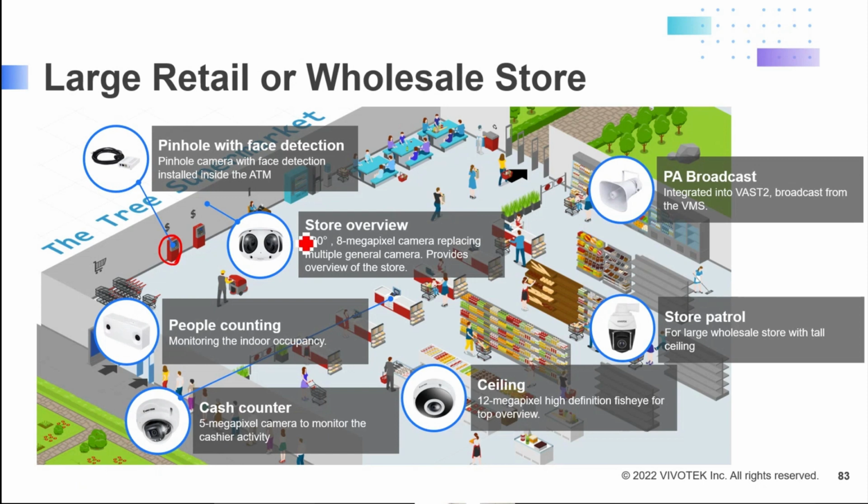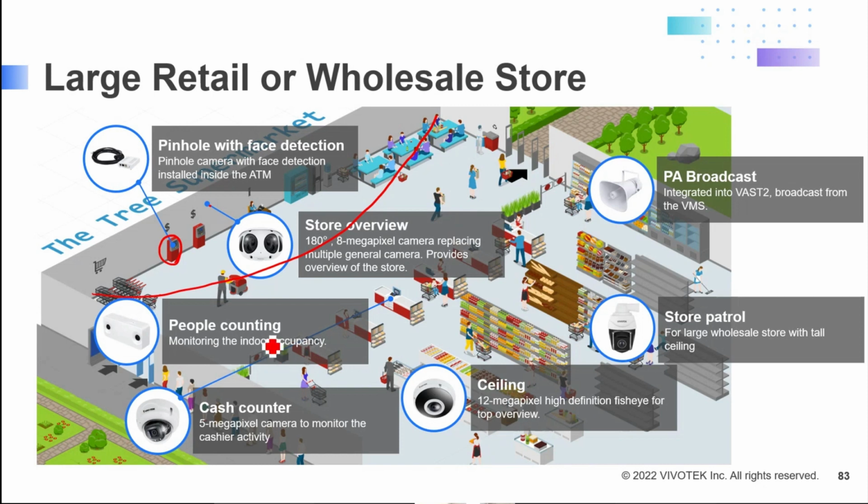In some situations, we have 180 degrees installed on walls. So these oversee the entrance on both ends. And then we have people counting cameras for people counting on the entrance and exit, because after the pandemic, a lot of locations actually require tracking of the indoor number of people.